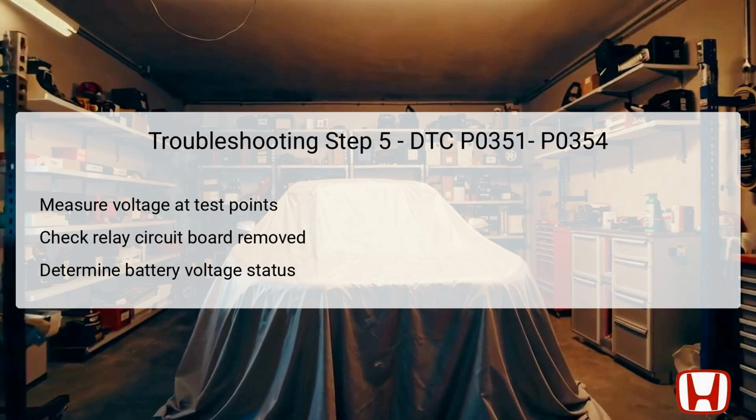With the relay circuit board removed, check the voltage between test point 1, located at the relay circuit board connector C22P, and test point 2, which is grounded to the vehicle's body. This test is critical to determine if there is battery voltage present in the +BIG coil line leading to the ignition coils. Proceed to the next troubleshooting step.